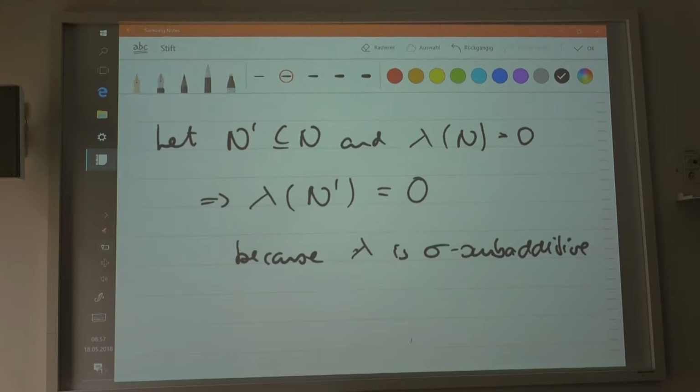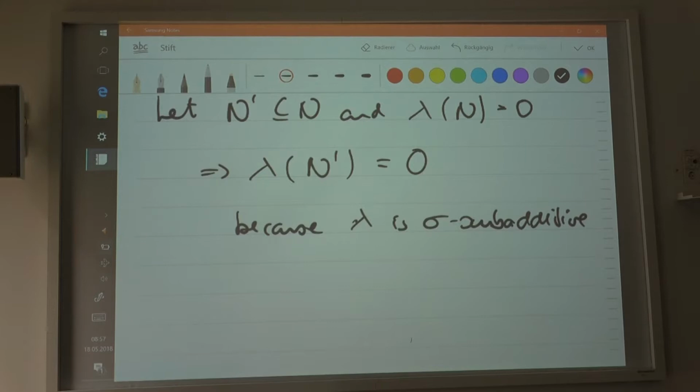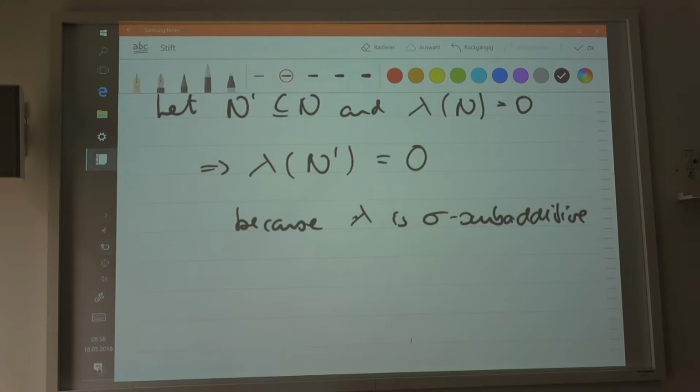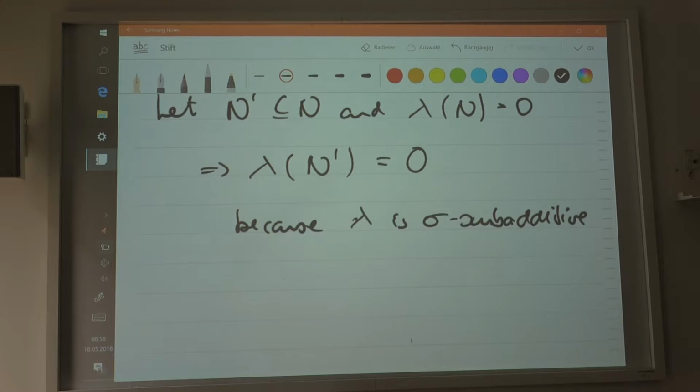Now, the question is, why is that? Remember what sigma subadditivity means: the outer measure of a union of sets cannot be greater than the sum of the outer measures. All right, you understand? In the first place, the monotonicity property states that due to the monotonicity property, we have that the outer measure of that set cannot be greater than that.